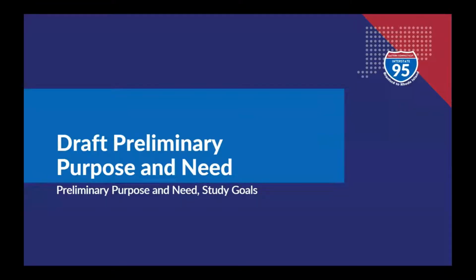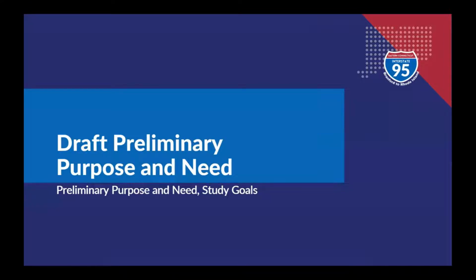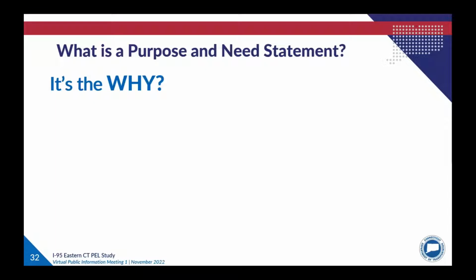Now that we've talked about who is using the corridor, what the conditions are, and what type of transportation problems we are seeing, we develop a preliminary purpose and needs statement for public and stakeholder input. So what exactly is a purpose and needs statement? The purpose and needs statement tells us why the project or study is being conducted.